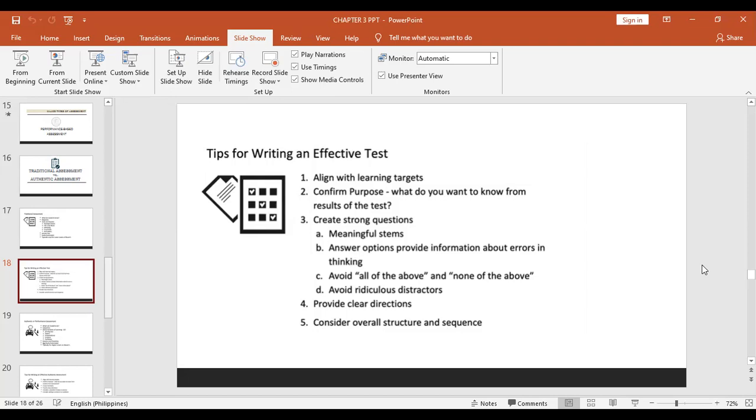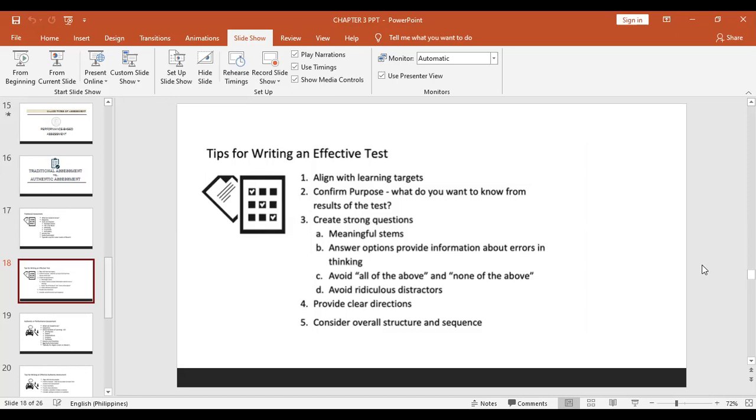And letter A po, under creating strong questions, it should be meaningful stems. So when we say meaningful stems, the choices in the multiple choice should be meaningful and should be close to the exact answer. Number 2, answer options provide information about errors in thinking. Letter C, avoid all of the above and none of the above. Bakit po? Because it increases guessing po sa mga bata na ay wala sa number 2 yung all of the above. Siguro sa number 3, all of the above yung answer.